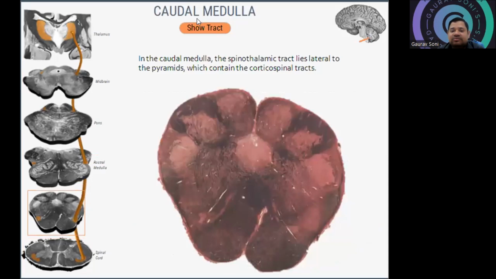Next, in the caudal medulla, the spinothalamic tract lies lateral to the pyramids, which contain the corticospinal tract. In the pyramids, the corticospinal tracts are coming down, so the spinothalamic tract will be on the lateral side as it moves up. You can see these are the spinothalamic tracts, which are moving upwards. You can see this diagram also, showing how the movement is going to happen. It is moving from the spinal cord to the thalamus region.